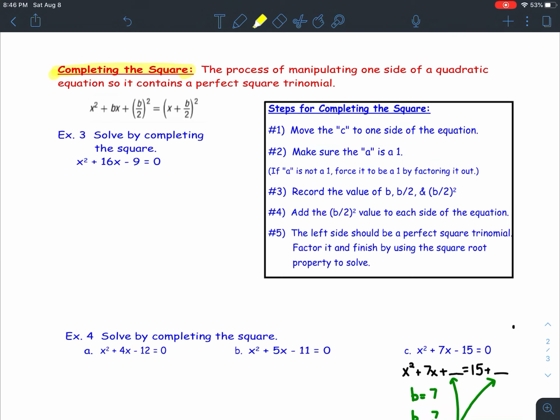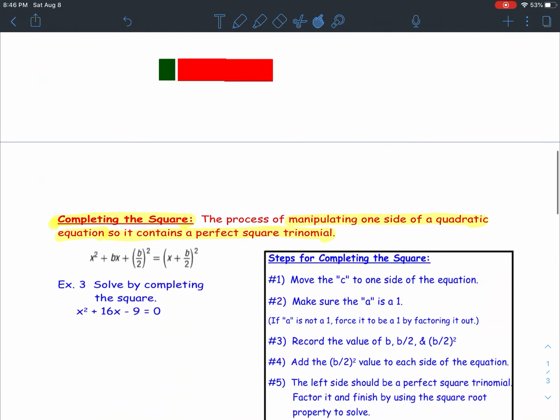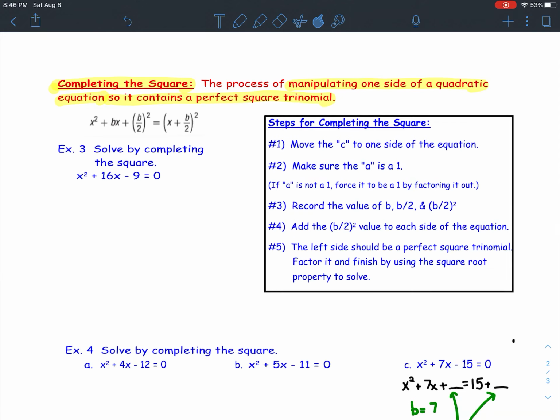So let's pull all of this together on the next page, where we can talk through an actual problem from start to finish on the completing the square process. When you are asked to complete the square, what you're actually doing is manipulating one side of your quadratic equation so that it becomes a perfect square trinomial. Remember the problem we just did? We were filling in what we thought this should be to make this a perfect square trinomial. That's the idea here.